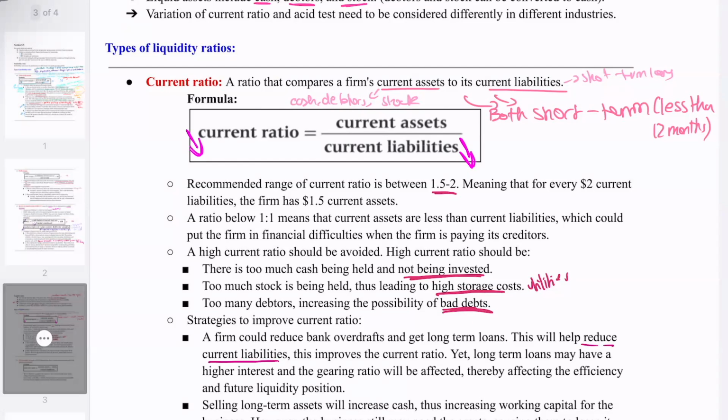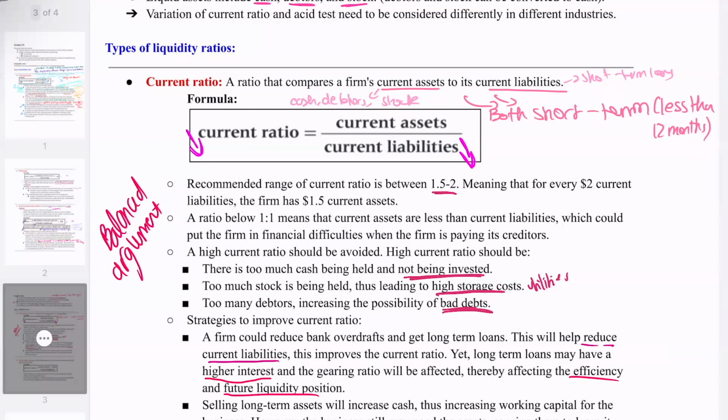Yet long-term loans may have a high interest. Okay, so this is like the negatives. They may have a high interest, and the gearing ratio will be affected, thereby affecting the efficiency and future liquidity position of the business. Again, you always have to show both perspectives. Please always have a balanced argument. I'll write it again: balanced argument. This is necessary in IB business management. Please, you guys, so you can get your full marks.